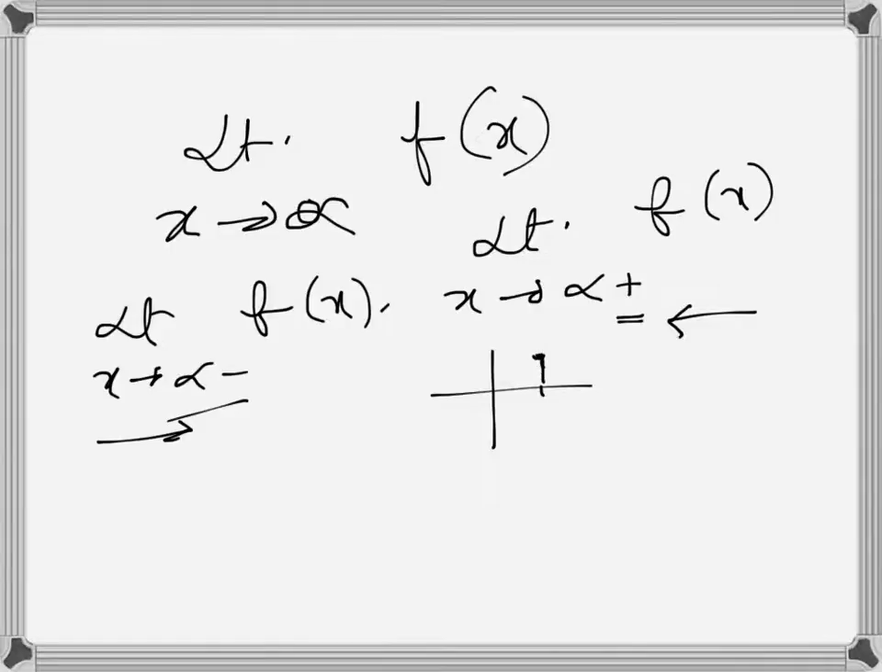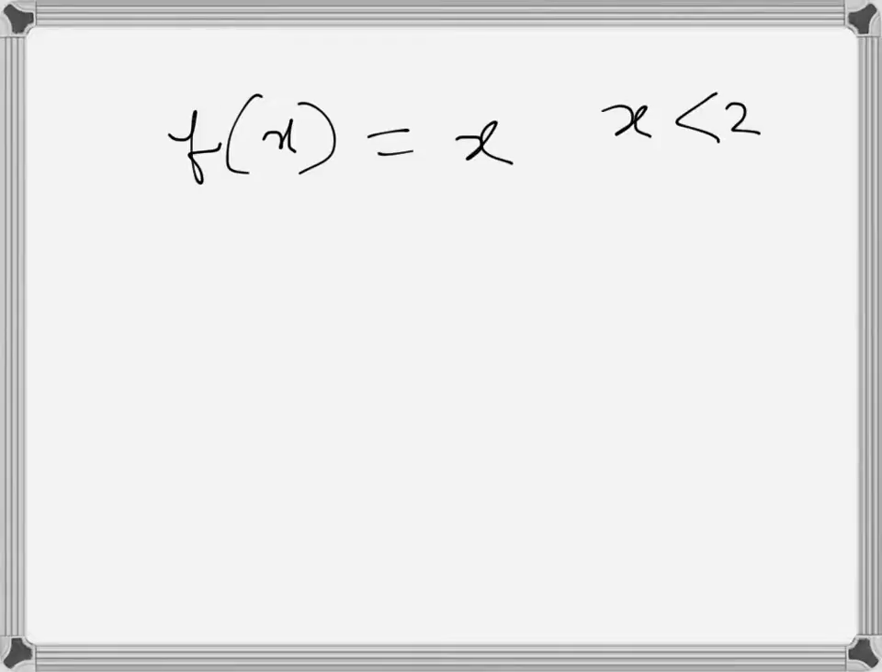So basically if we have a function, let's say this is alpha. When x is coming close to alpha from this side, that is x tends to alpha minus, and when it is coming from this side, this is x tends to alpha plus. I will demonstrate it with an example.